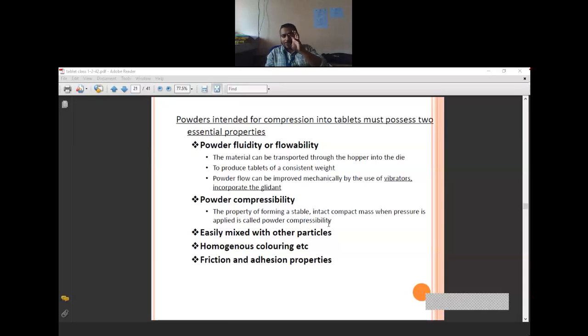To get a constant weight of the tablet, the material should not stick to the hopper and die. Then we can get a uniform size of the tablet and uniform drug content. If it sticks on the upper portion of the punch, or the lower part of the punch, or on the die, then we cannot get a uniform size of the tablet.